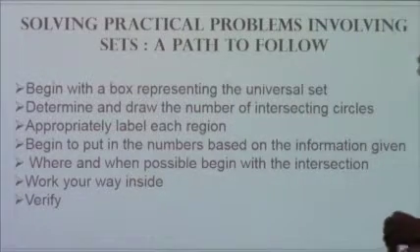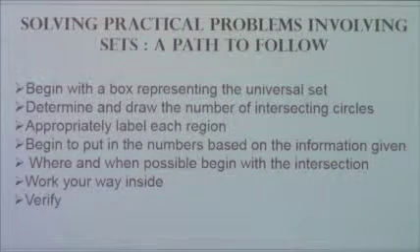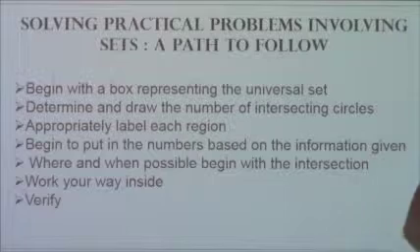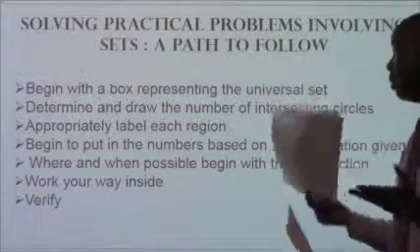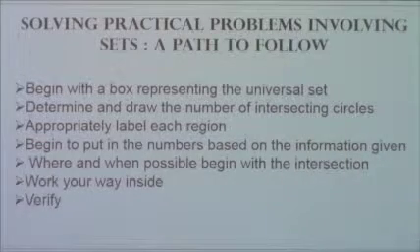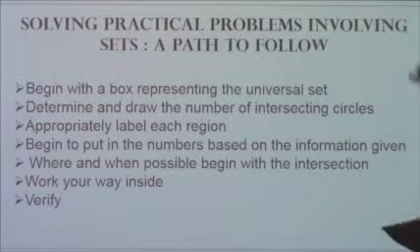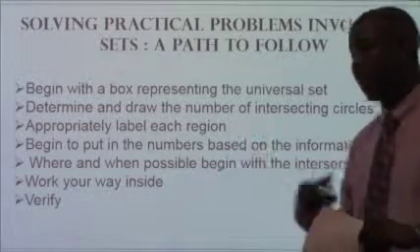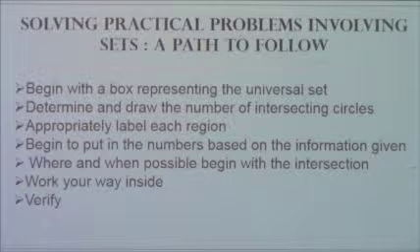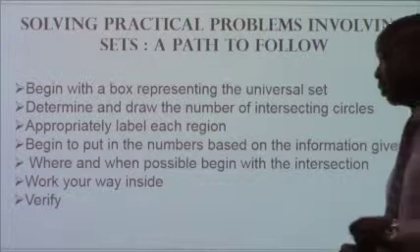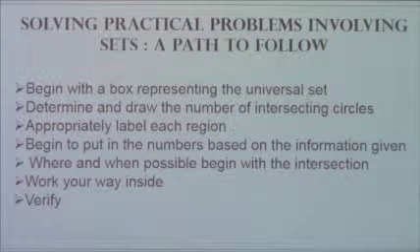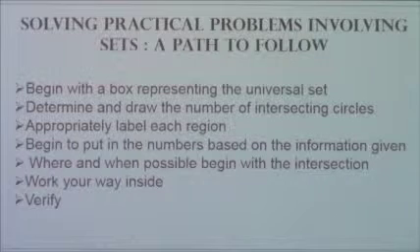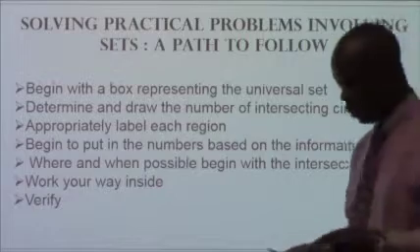This is just a little schematic, some procedures you can follow to solve practical problems involving this. You begin with a box representing the universe. Then you decide whether you're going to use two circles or three circles. And then you appropriately label those regions. You find the intersection, and when possible, you always want to begin with the intersection. And then you work your way outside to the other parts. And you can verify your results.